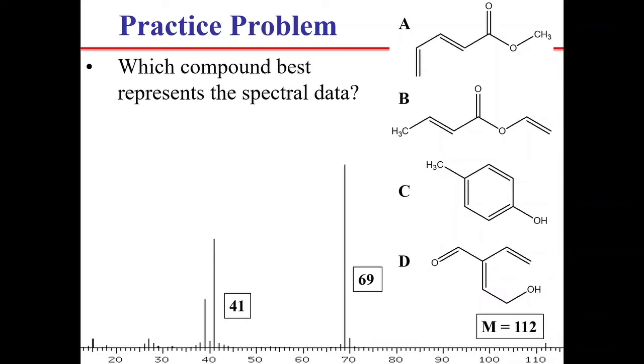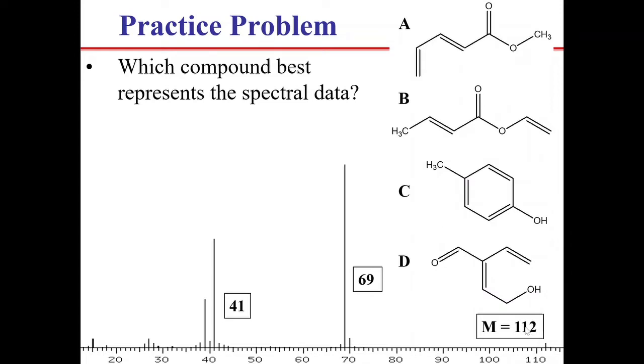When interpreting mass spec, the most important thing is the molecular ion peak here with a mass of 112. In a question like this, what you can do is check the mass of each of these individual compounds and make sure that their molecular mass adds up to 112. A, B, and D add up to 112. C only comes in with a mass of 108, and so it's out.